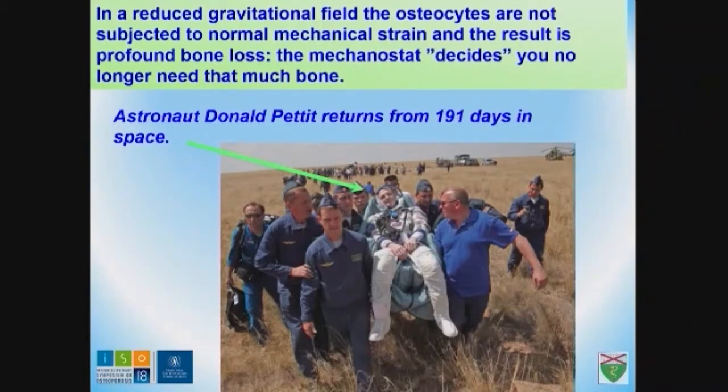So what happens is you get profound bone loss, and that's a real problem when we're going to send people to Mars. They're going to be invertebrates by the time they get here if we don't figure out how to prevent that. So here's astronaut Donald Pettit returning from 191 days in space. He's literally so weak he can't walk. They had to carry him out of the space capsule to the medicine tent. So they lose a tremendous amount of bone. They lose a tremendous amount of muscle strength. And it's a major NASA effort now to try to figure out how we're going to prevent that from happening.